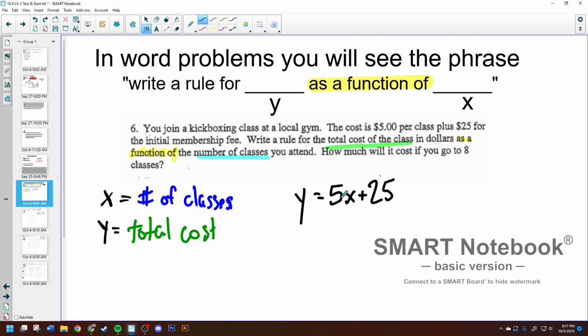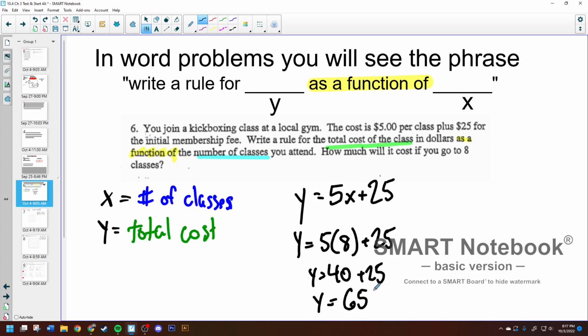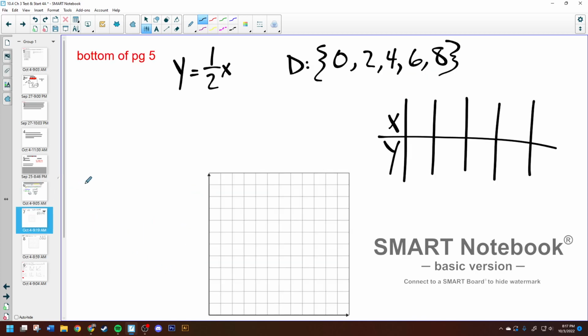So again, the total cost is going to be $25 plus $5 per class. So x is the input, number of classes, y is the output, total cost. Now I ask the question, how much will it cost if you go to 8 classes? Well, x was our classes, so we're going to plug in 8 for x. So y is equal to 5 times 8 plus 25. So 8 times 5 is 40 plus 25 means that y is going to equal 65, and y was total cost, so that's dollars. So we're going to say $65 for the 8 classes.